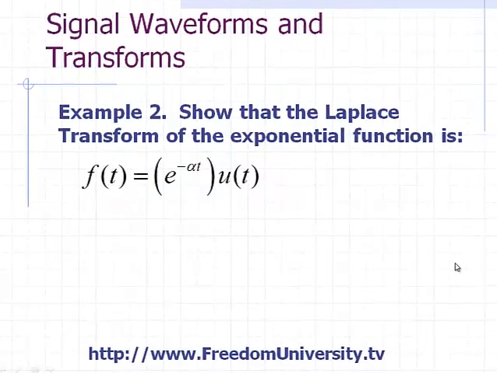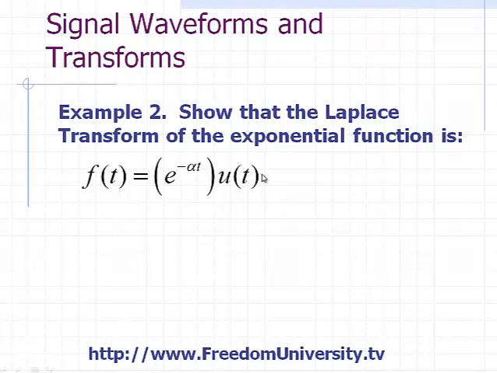Our second example is the exponential function given here by this equation. f of t is equal to e to the minus alpha t multiplied by u of t, which is a step function. The step function is used just to fit our Laplace transform definition, which integrates from 0 to infinity. And that's what this u of t is for, because we know that e to the minus alpha t exists from minus infinity to infinity, and multiplying this exponential by a u of t forces this function to be defined from 0 to infinity.